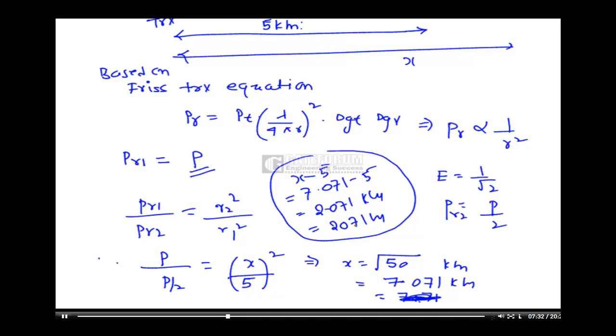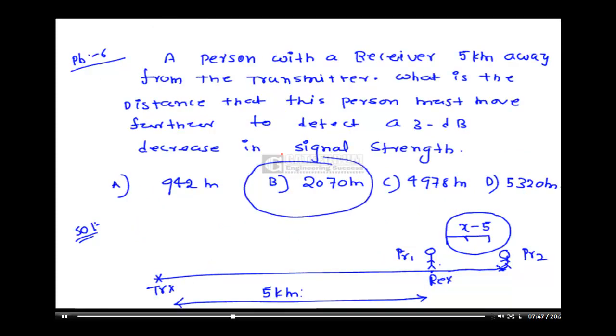So he has to move a distance of 2.071 kilometers, or 2071 meters, from the first point to detect a signal strength lower by 3 dB than at the first point. So which option is correct? Option B is correct. This kind of problem is very interesting. You have to apply your basic knowledge to solve this type of question.